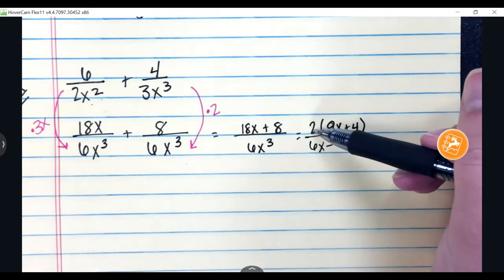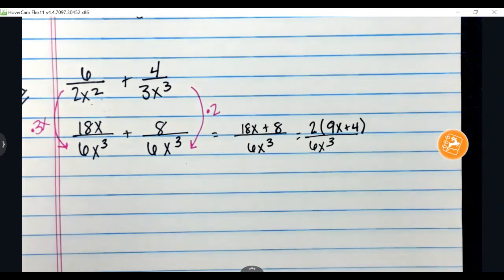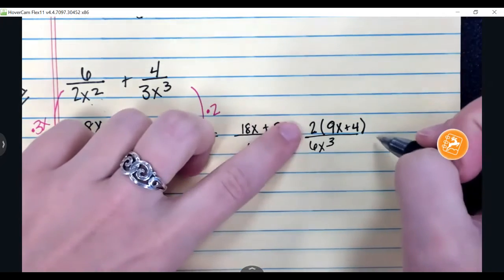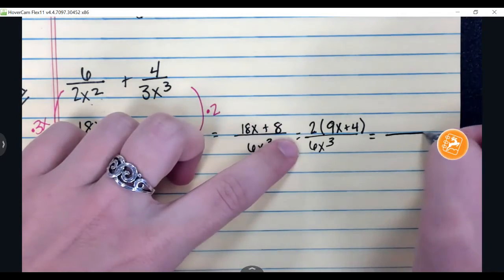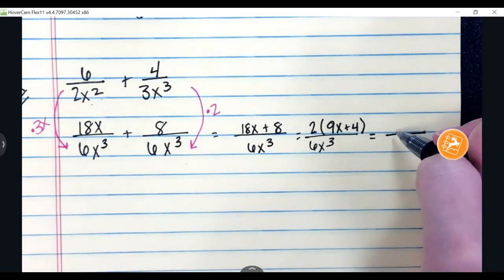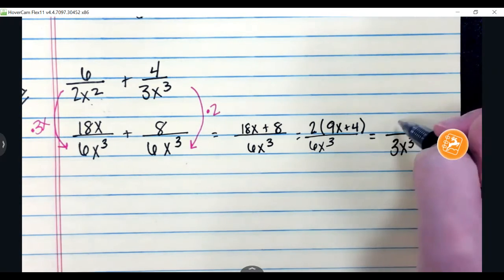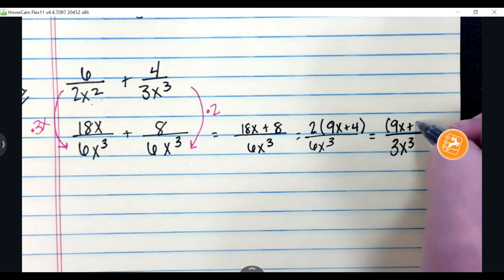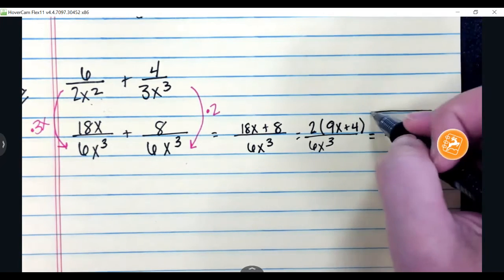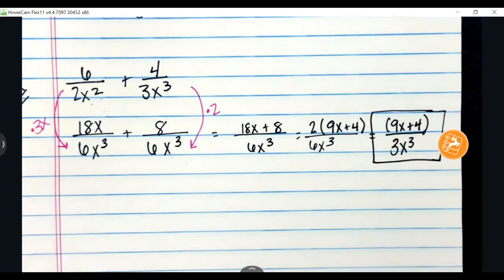Can I simplify this 2 and this 6? Yes. Why? Because they are both on the outside of my parentheses. They're not attached with a plus or a minus sign. So what can 2 over 6 become? 1 over 3. And then my 9x plus 4 stays on top. So that would be my final answer.